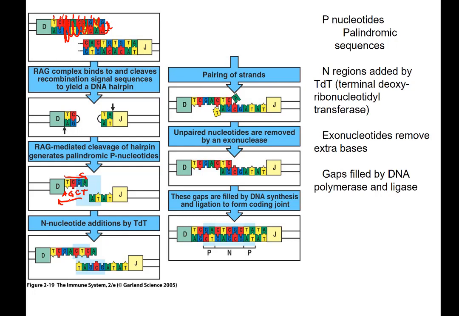The next thing that happens, and we did the same thing on the other end. We created a palindrome on the other end. And instead of it reading T-A-C-A-C-A-G, it now reads T-A-T-A. Diversity created. Okay?